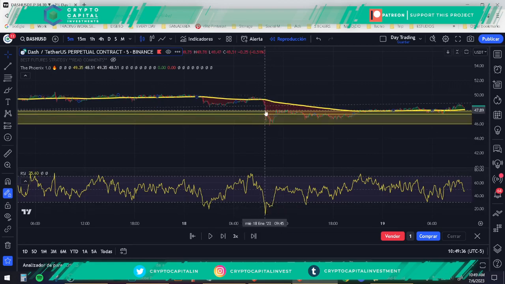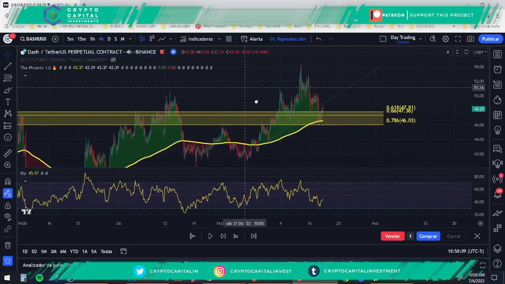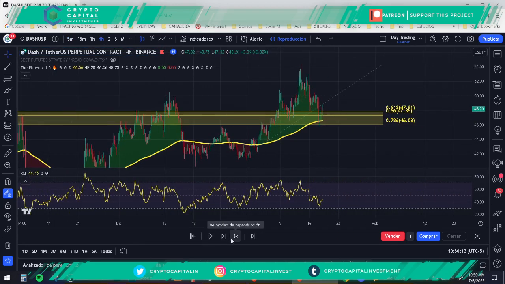So when the price entered this area of the FIB retrace buying area, it did not make a divergence here. It hit the 0.786, which is this line. The RSI was not with that price. It hit that exact point and then moved all the way up. Let's see, let's go back, then a little forward.